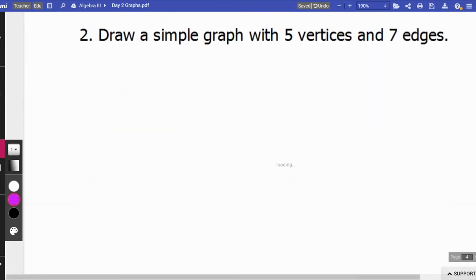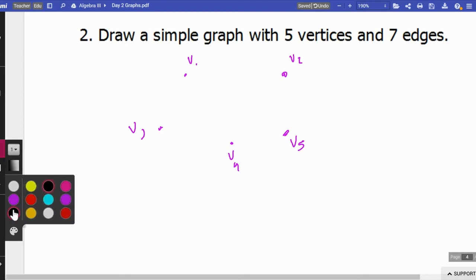We could also draw a simple graph with 5 vertices and 7 edges. You can just do this however you want. I'm going to say that it's got to be simple, though, so no loops and no parallel edges. So 5 vertices, V1, V2, V3, V4, and V5. We've got the 5 vertices and 7 edges.